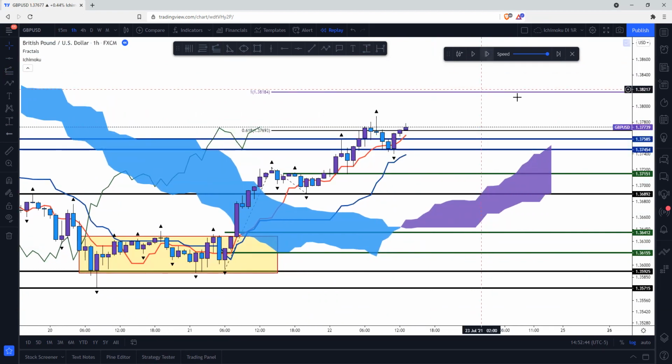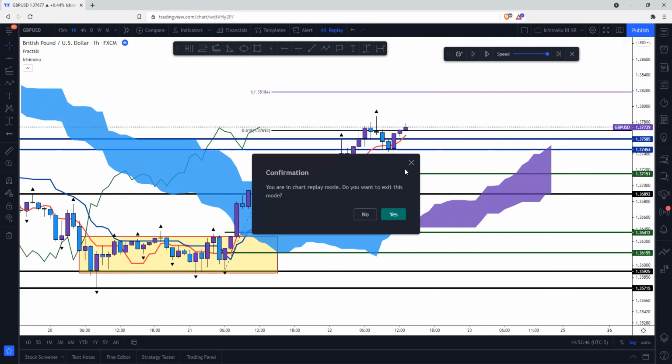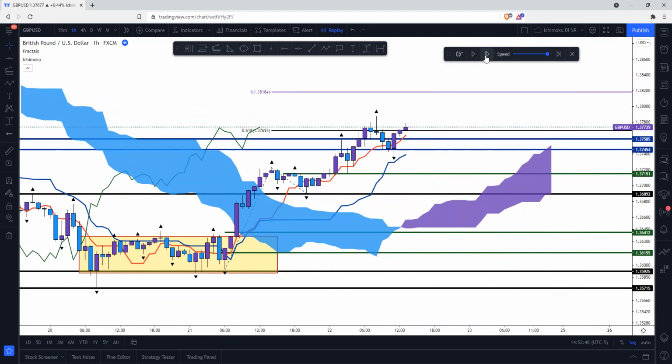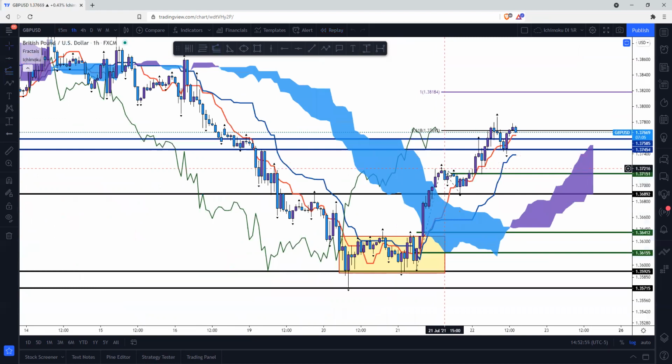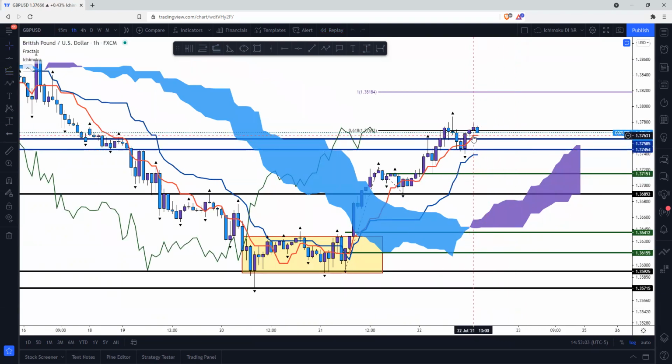Okay, it looks like this is the current market now. Or is it? Okay, I guess this is not. So yeah, this is now the current market. So now we're looking to see if price is going to reach here. Looks like price is holding above the Tenkan-sen pretty well. So it looks like we're gonna aim here next if price doesn't fall back underneath here.